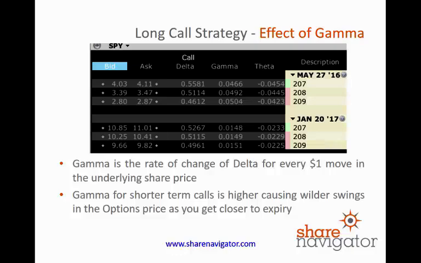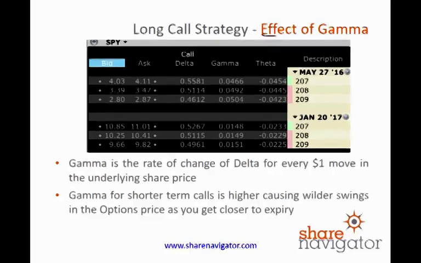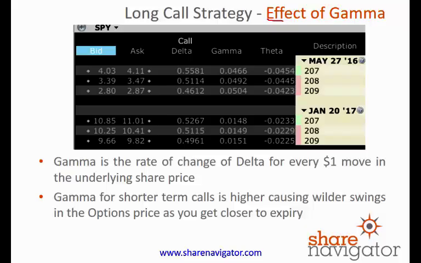So we're going to look at the effect of gamma on the long call strategy. So let's talk about what gamma is first of all. Gamma is the rate of change of delta for every $1 move in the underlying share price.